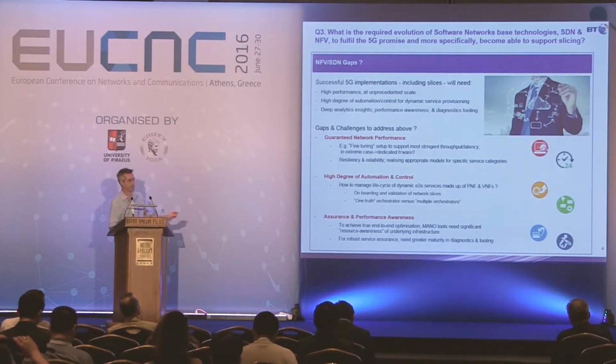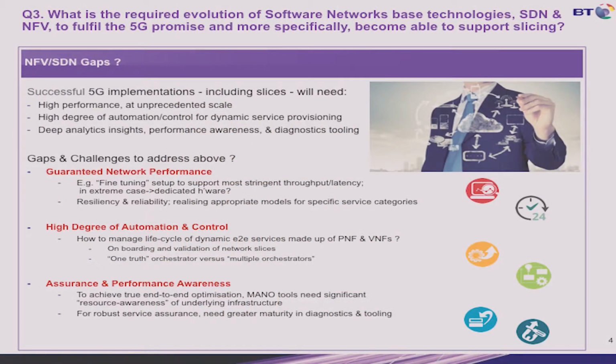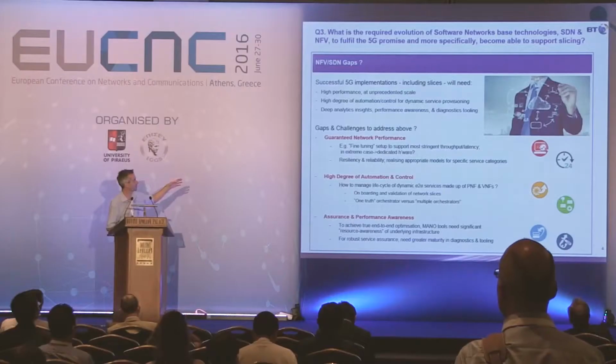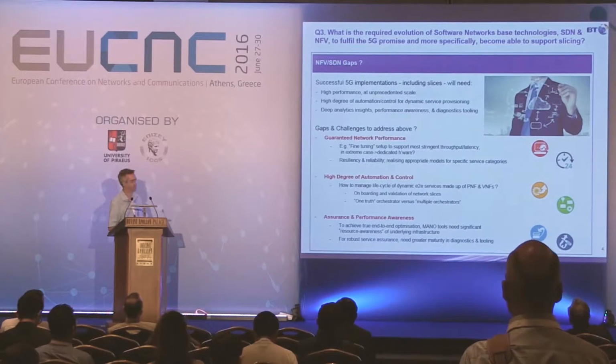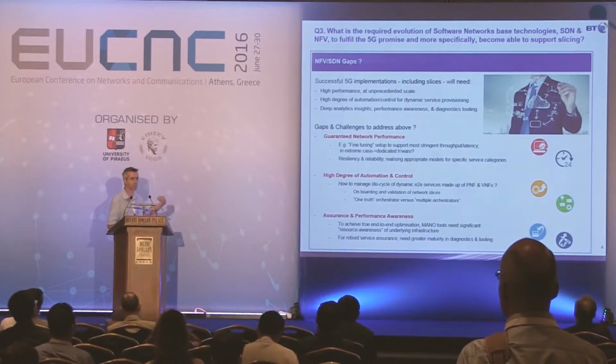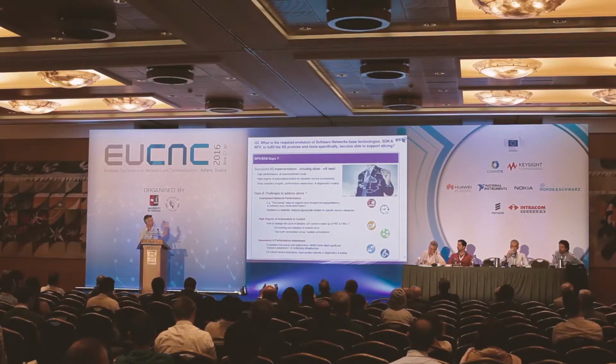Question 3, again, I'm going to paraphrase because it's quite a long question. What are the gaps of NFV and SDN that should be addressed in the context of 5G? Well, there's no point talking about gaps until you know what your target is, okay? So, putting it very simply, successful 5G implementations are going to need high performance at unprecedented scale, a very high degree of automation, dynamic service provision, programmability, and, if it's going to function properly, deep analytics insights, performance awareness, and the tooling to support all that will be quite key.